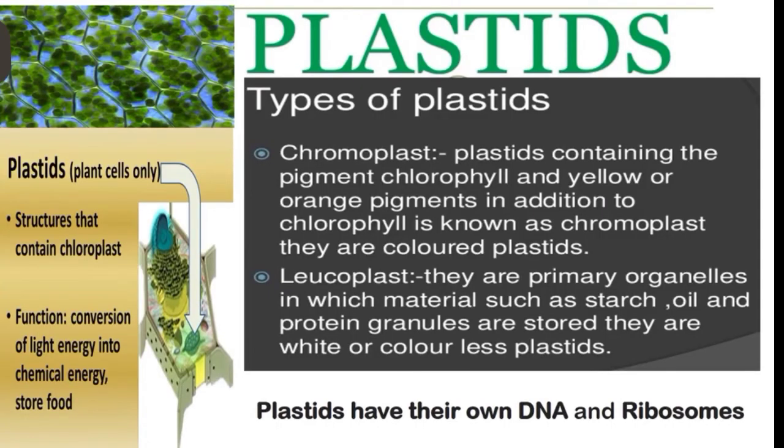Plastids are present in plant cells only. They have their own DNA and ribosomes. The two types of plastids are colorful chromoplast and colorless leucoplast. Chloroplasts contain green pigment chlorophyll, which helps in photosynthesis. Leucoplast stores starch, oil, and protein granules.